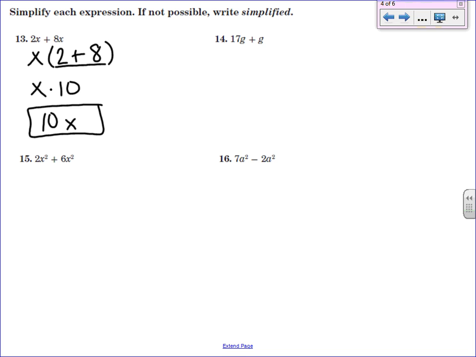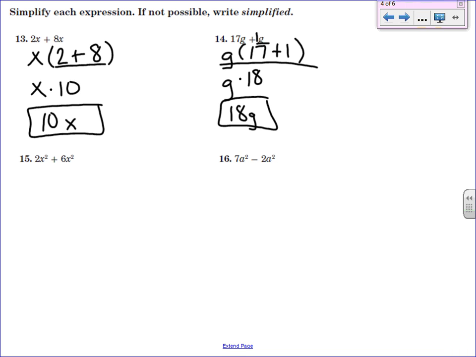In number 14, we're going to do something really similar. When we just see g with no number in front of it, there's an implied 1 in front of it. There's 1g there. So if I pull the g out front like I did with the x in the previous problem, then I'm left with 17 plus 1. Well, 17 plus 1 is 18, and then I put the 18 out front. And you should be able to check all of these with the distributive property to make sure that we've done it correctly.